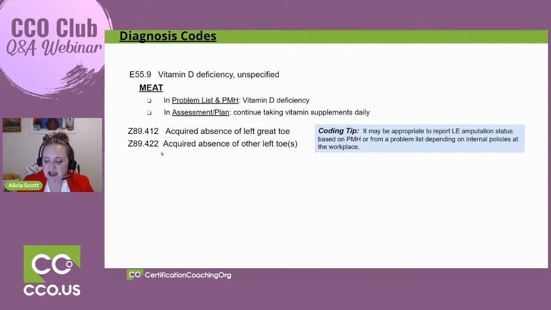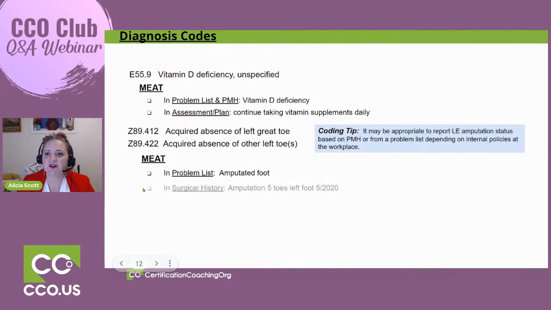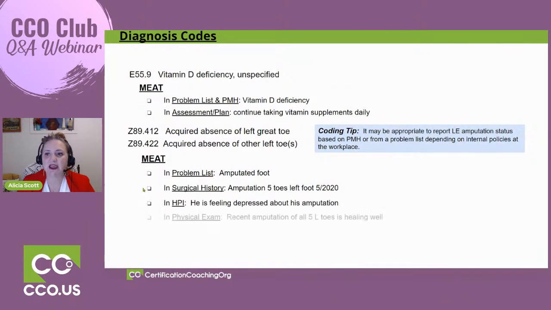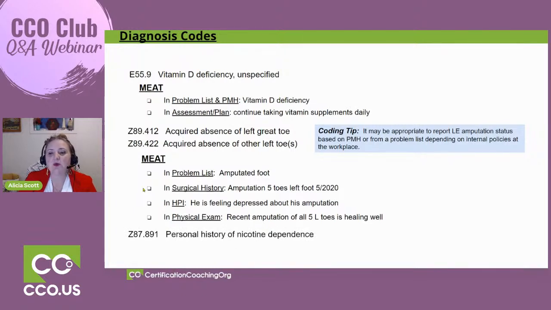And can a patient have pain in amputated body parts? Absolutely. There's a code for that. It's actually called phantom pain, and it does not risk adjust. But yes, there are phantom pain codes. Problem list, amputated foot. Surgical history, okay. HPI, depressed about the amputation. Physical exam, recent amputation of 5 left toes is healing well. Plenty of meat.